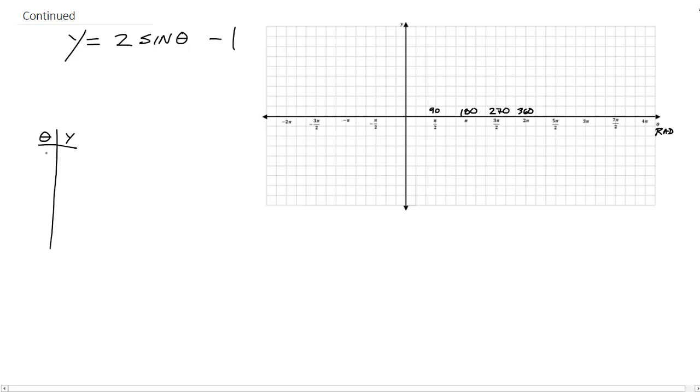All right, so here we go. Let's start with our x values. So we're going to have 0. Let's do the degrees first. Everyone's probably used to that.